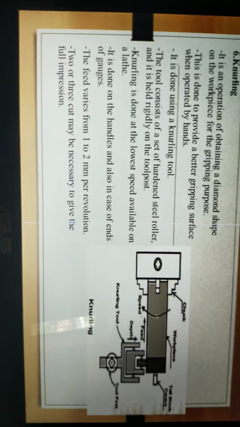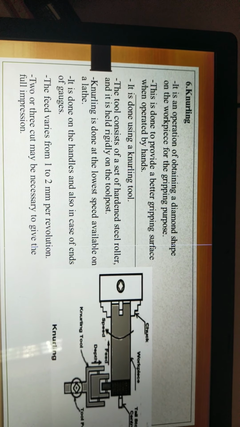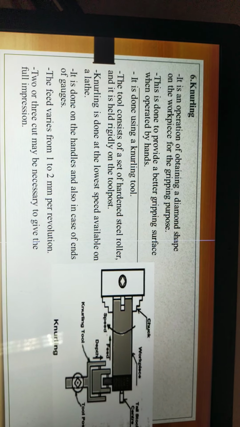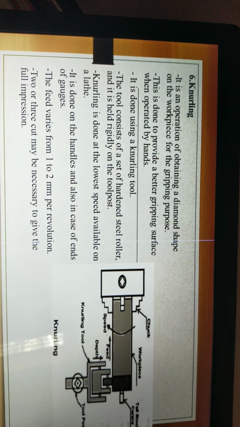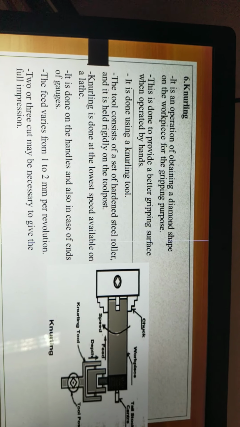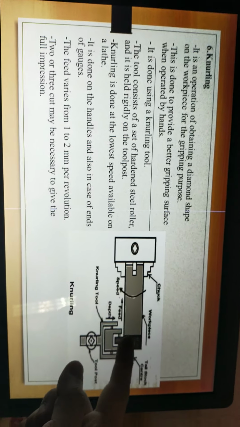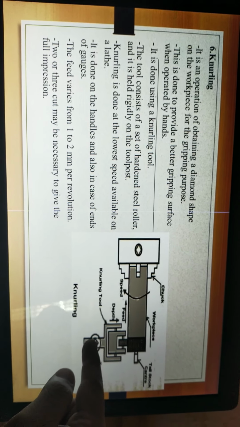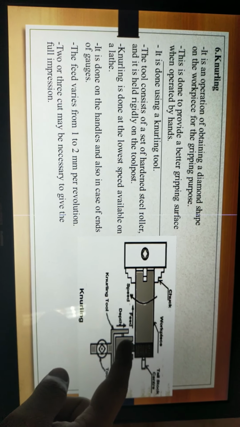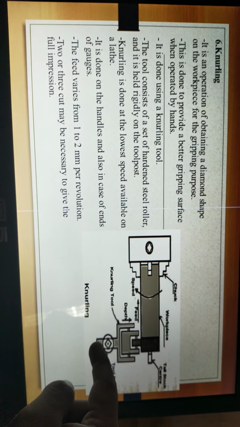For the required. Knurling is an operation of obtaining a diamond shape on the workpiece for gripping purpose. This is done to provide better gripping surface when operated by hands. It is done by using knurling tools. The tool consists of a set of hardened steel rollers, and is held rigidly in the tool post. Rotary part is there. Whatever shape we want of knurling, that shape tool we are going to clamp in the tool post.